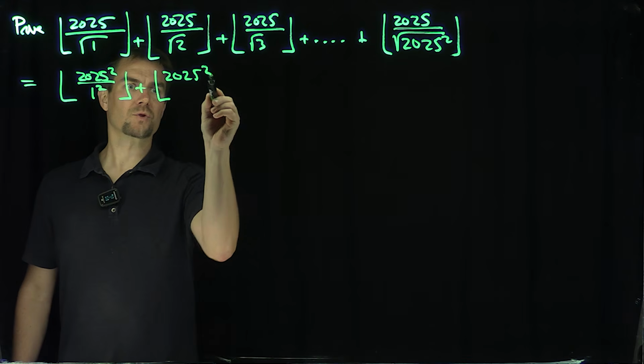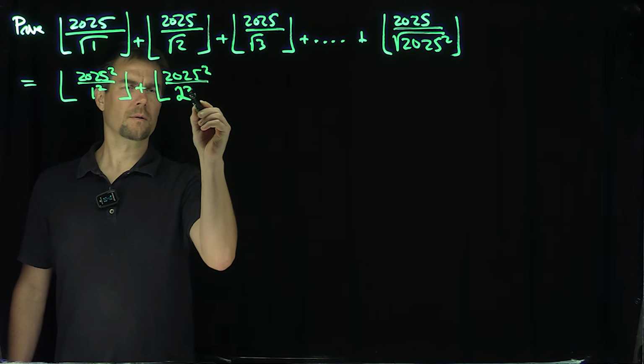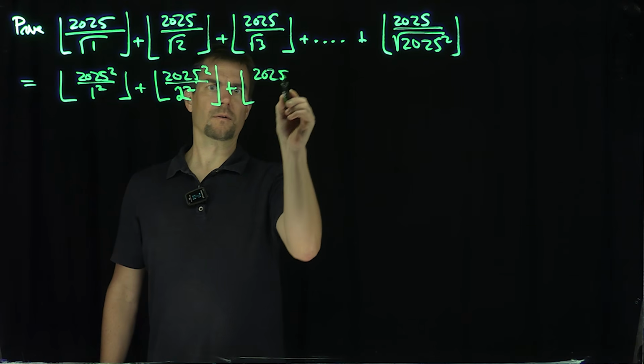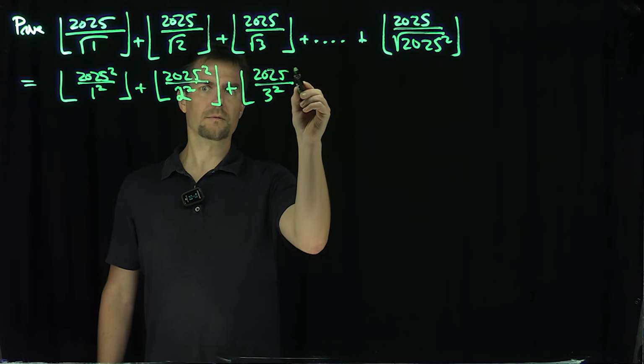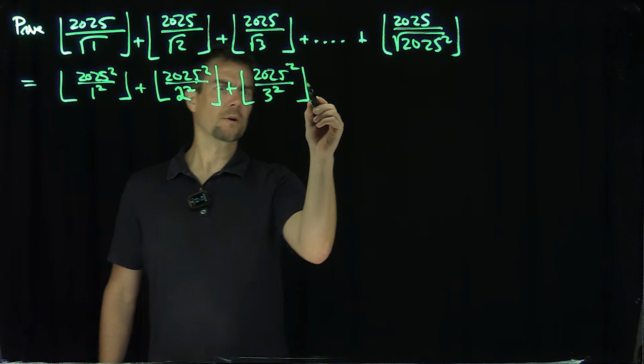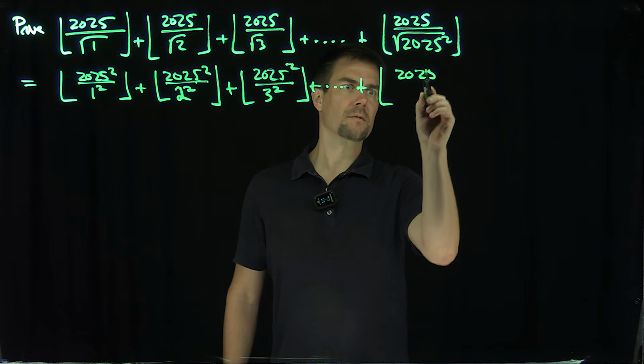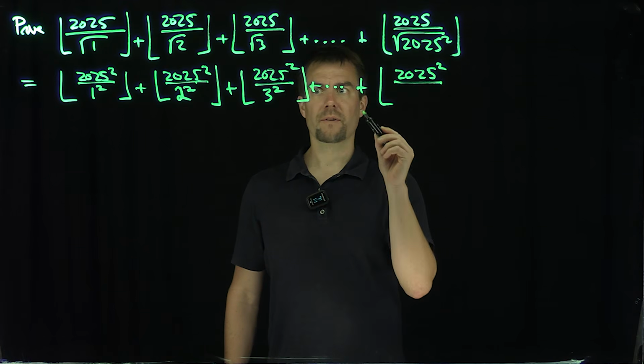2025 squared over 2 squared plus the floor of 2025 squared over 3 squared, all the way down to the floor of 2025 squared over 2025 squared.